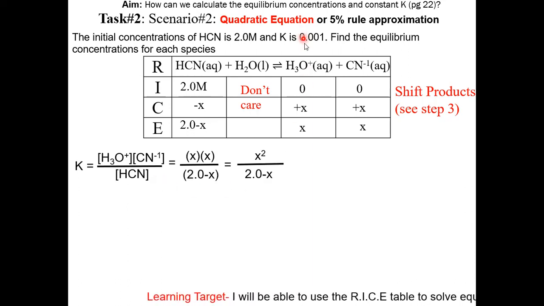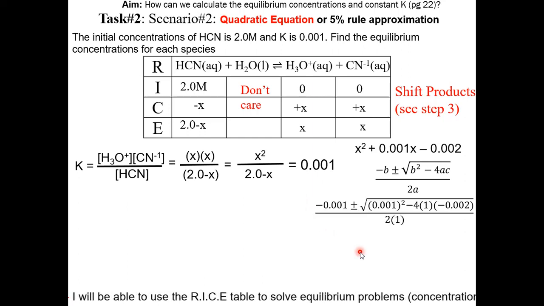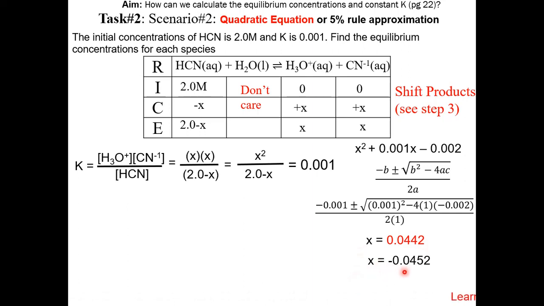In the question, K is equal to 0.001. Notice we cannot take the square root of both sides. Therefore, we will be using the quadratic equation. After using the quadratic equation, we get two possible values of x. X is equal to 0.0442 and x is equal to negative 0.0452. Since in the RICE table, the amount of reactants are decreasing and the amount of products are increasing, x equal to 0.0442 makes more sense, since it illustrates that reactants will decrease and products will increase.